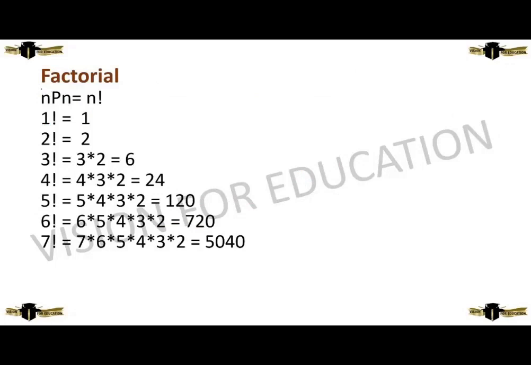Now, before going deep into permutation, we'll first look at the factorials which are used in permutation, where nPn is equal to n factorial. 1 factorial is equal to 1. 2 factorial is equal to 2. 3 factorial is equal to 3 into 2, that is 6. 4 factorial is equal to 4 into 3 into 2, that is 24.